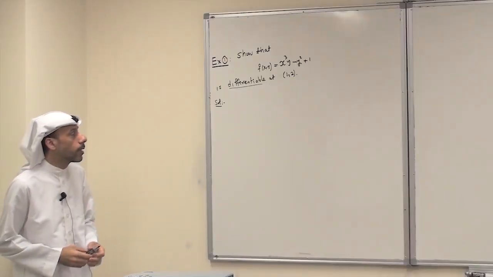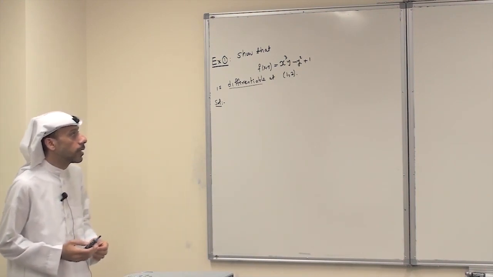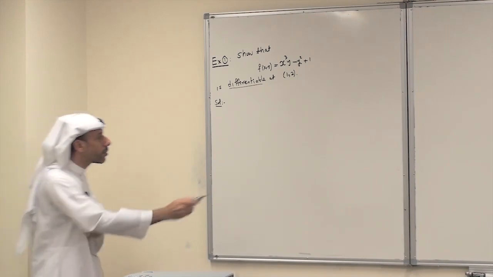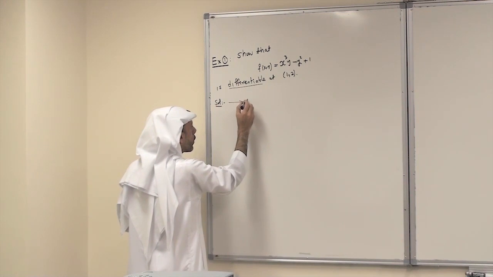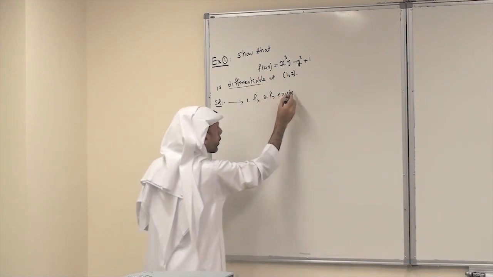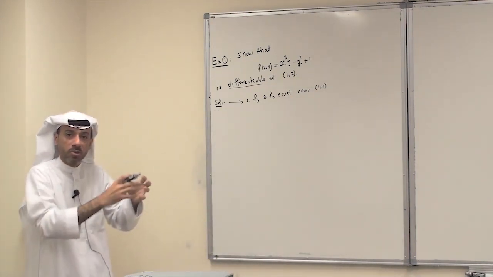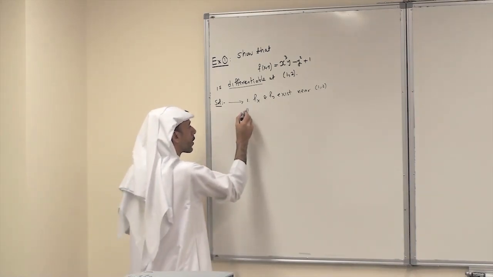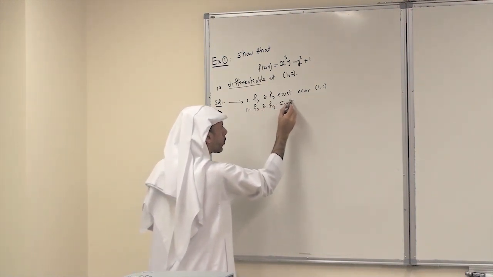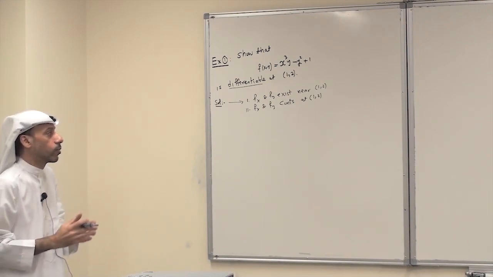Let's consider the following problem. Show that the function f of x, y equals x cubed y minus y squared plus 1 is differentiable at the point 1, 1, 2. To show this, we have to check two conditions. The first condition: f sub x and f sub y exist near the point 1, 2, in a region containing the point 1, 2. And the second condition: f sub x and f sub y are continuous at the point 1, 1, 2. So these are the two conditions that we have to check.